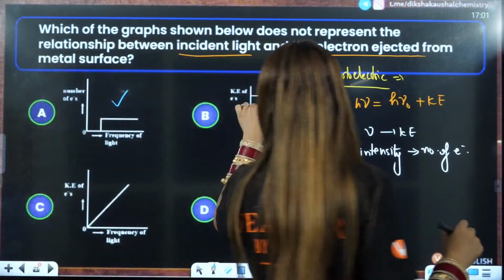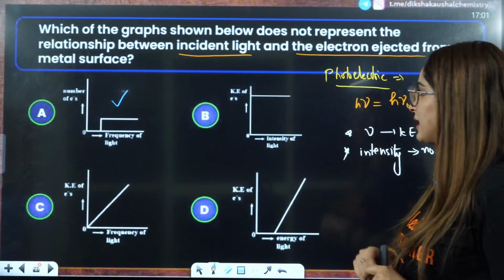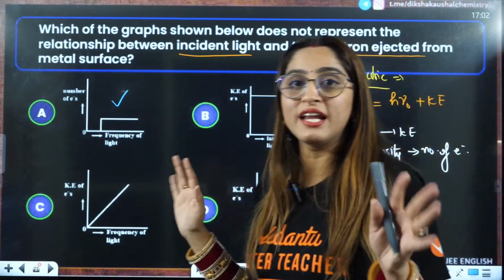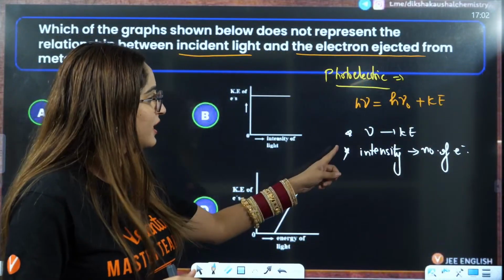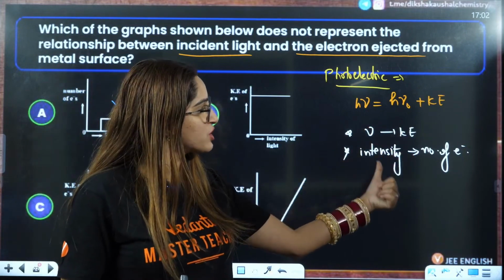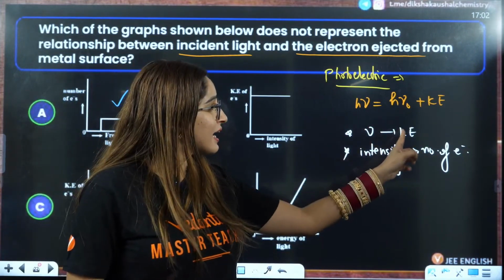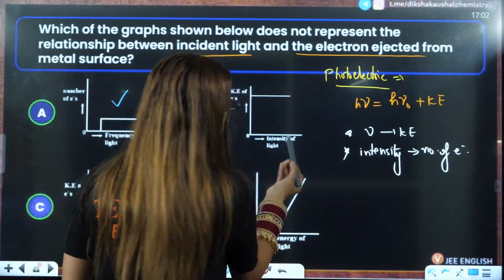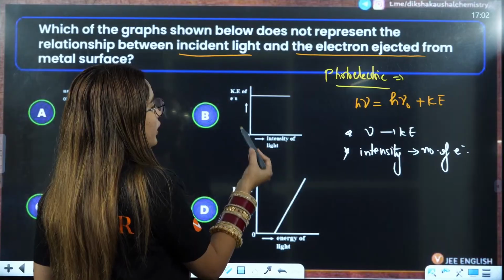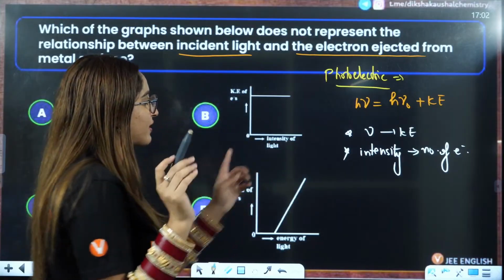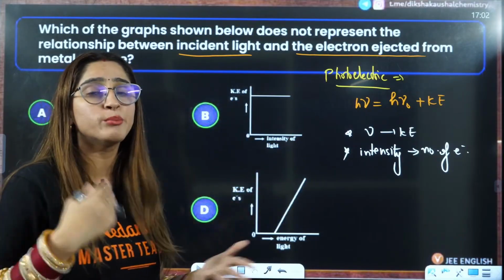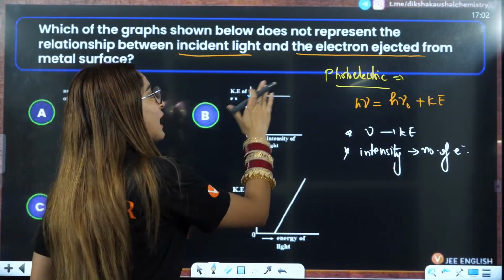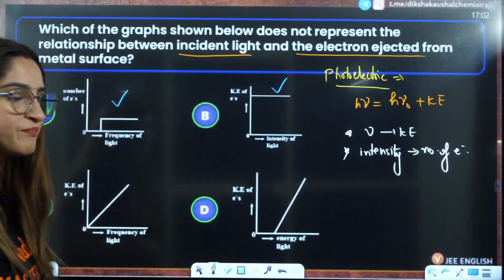What about this graph? Kinetic energy of electron and intensity of light. Kinetic energy of electron and intensity have no relation with each other. As I told you, the relation is between mu and kinetic energy, and between intensity and number of electrons. Kinetic energy and intensity have no relation. As you increase the intensity of the light, the number of electrons will increase. There is no effect on the kinetic energy of the electron. That is why this is also correct, right?